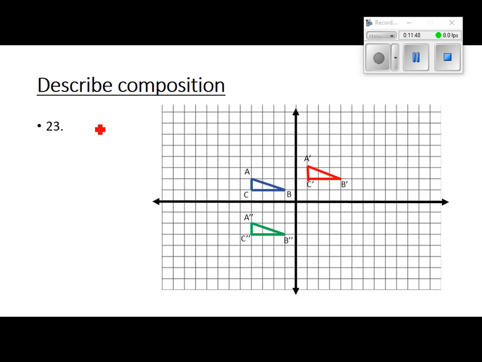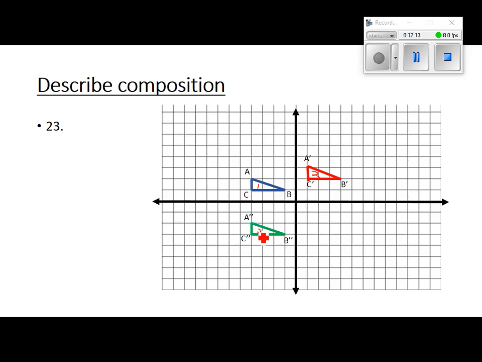Describe the composition. They do a lot of this on the EOC test. Lots of stuff where they want you to actually tell what happened to the shape, not them telling you what to do to the shape. Which of these shapes, blue, green, or red, is the original shape? That's the original, so that's 1. Which one's the second shape? Red. Green.